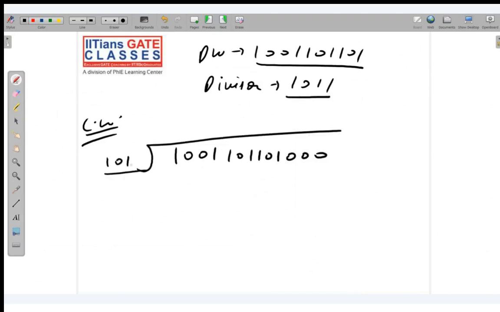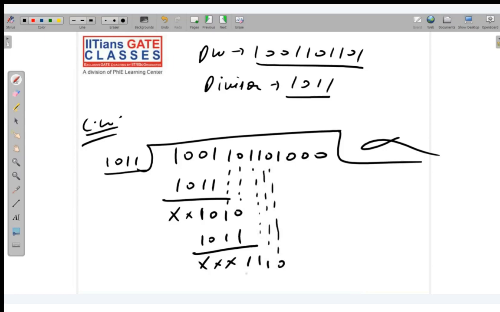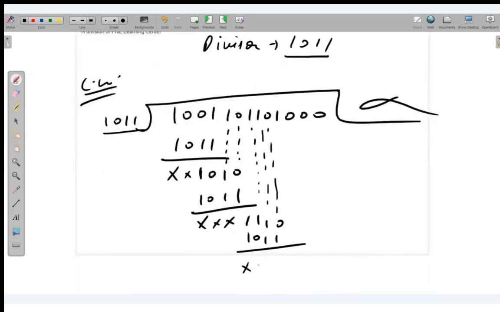1011. Forget about the quotient and all, I really don't care about it. 1011, you will simply write. So here, what are we getting? Cross cross, 1010 we have taken down. 1011, cross cross cross. 1110, 1011. So what will we do now? Cross. 1011, so 1011 cross. Everything is crossed.